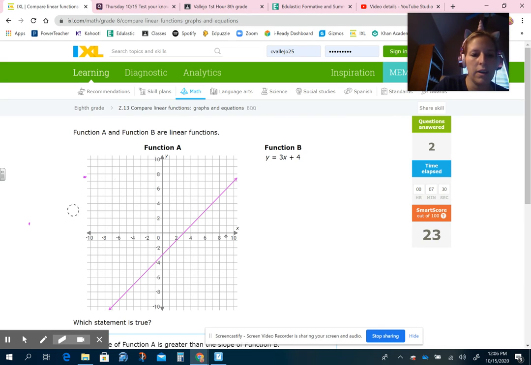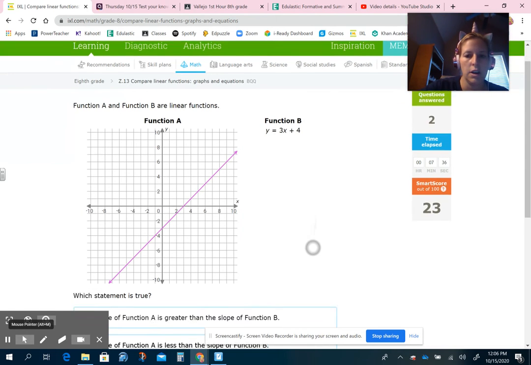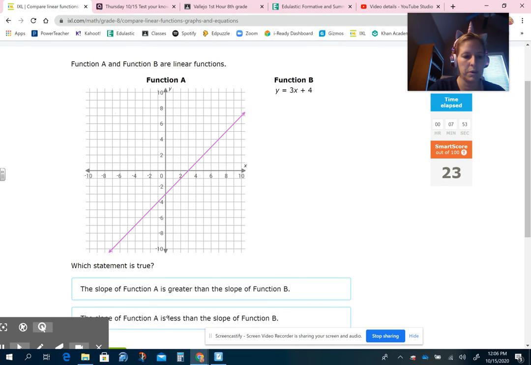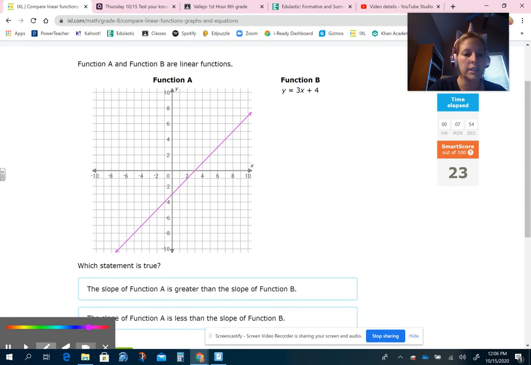So we are comparing slopes. And I want to make sure that, let's see if we can make it bigger. Oh, what? There we go. That looks much better. Okay. So find your slope of function A and find your slope of function B. I wish I could find my drawing tools. And then tell me which one is greater. Pause my video.